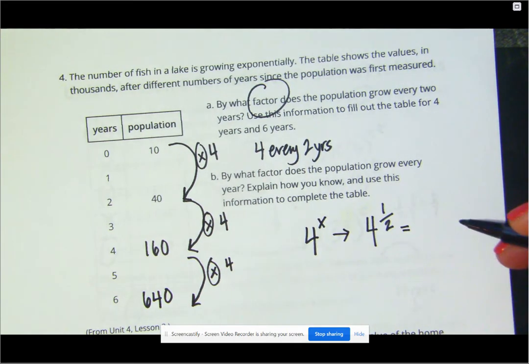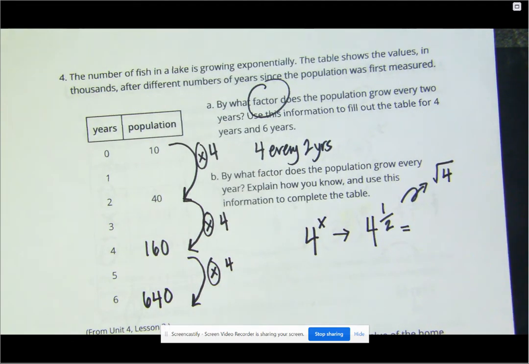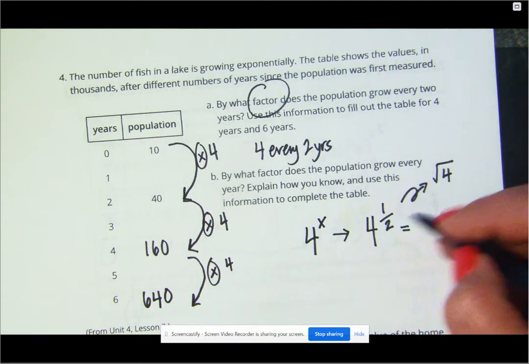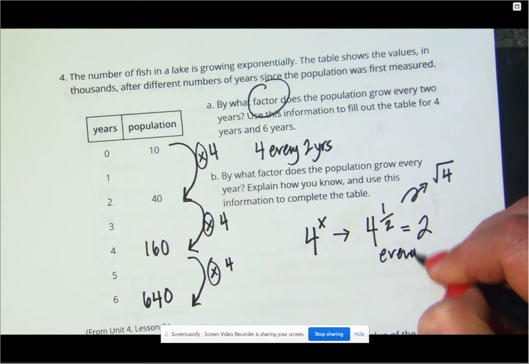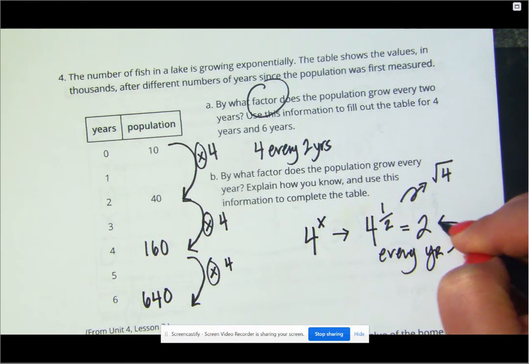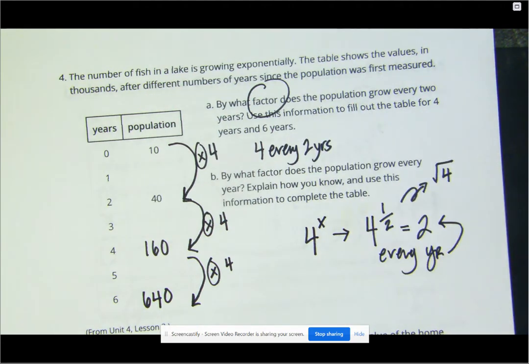Hopefully you already know what that answer is, right? Remember, that's the same thing as the square root of 4, if that's helpful to think of it that way. 4 to the 1/2 is 2. So every year, its growth factor is doubling. Every 2 years, its growth factor is quadrupling.